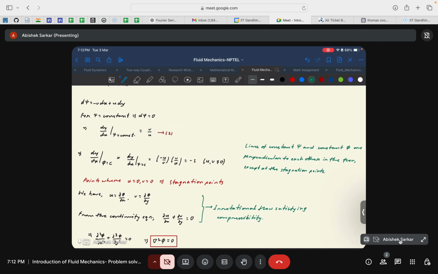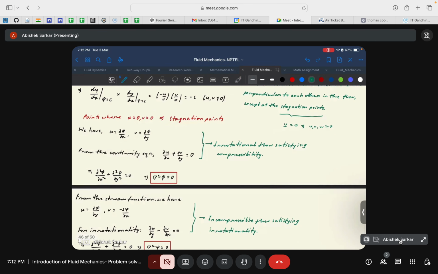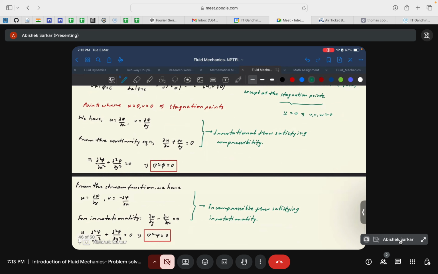Okay, so stagnation points are the points where the velocity is equal to 0. By velocity equal to 0, I mean that all the components are equal to 0. So the velocity vector v is equal to 0, which would imply u, v, w are equal to 0. So we know that u is dou phi by dou x and v equals dou phi by dou y for an irrotational flow.